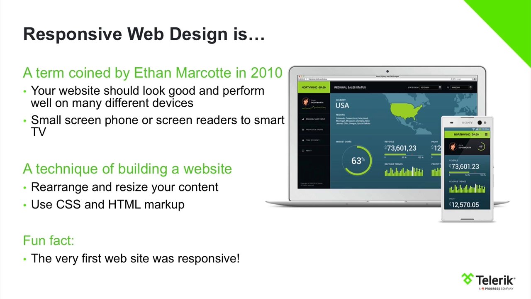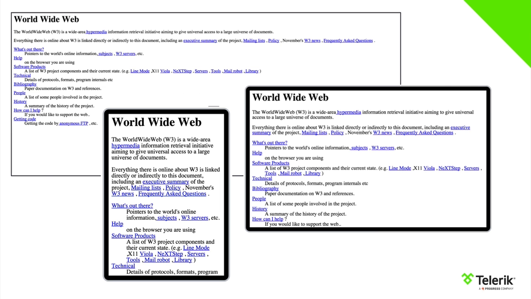And these devices could be any size, from very small screens on basic phones, to screen readers for the visually impaired, all the way up to smart TVs and everything in between. Responsive web design is also a technique of building a website for all different sizes of browsers, allowing you to rearrange and resize all your content by using a combination of CSS and HTML markup. And here's a fun fact. The very first website was responsive and looked a little bit like this.